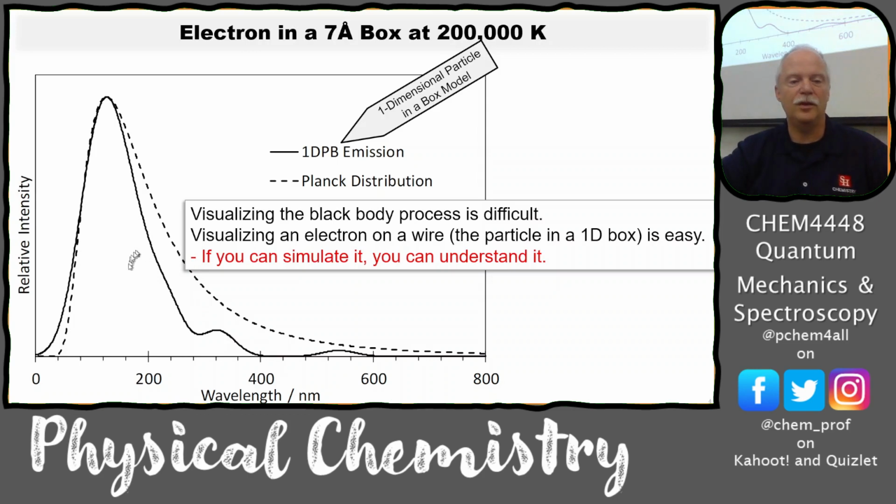And so what we're doing is we're simulating this blackbody curve with a particle in a box, that electron on a wire. And if you can simulate it, you have to know all the math that you put into the simulation. So that's what a lot of times P-chemists do. We'll go into it and say, well, if I can simulate it, I can understand it. And so we've simulated this blackbody curve with the particle in a box spectrum. And so now we'll take that particle in a box spectrum apart to look at the math underneath it.